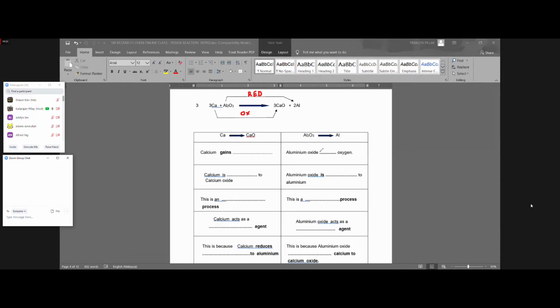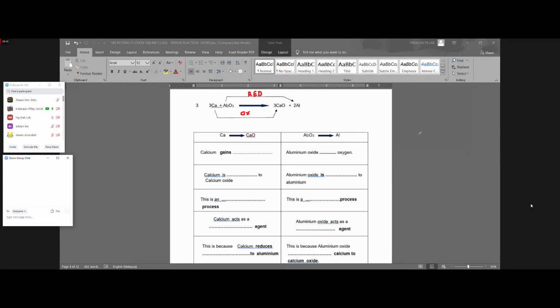Okay, shall we? Number 3. Okay, try the first one. Gains oxygen. Okay, calcium gains oxygen, right, because calcium becomes calcium oxide. Okay, carry on. Al2O3 is known as aluminium oxide. So aluminium oxide loses oxygen. Okay. So what's the second statement? Calcium is oxidized, to calcium oxide. Aluminium oxide is reduced to aluminium.